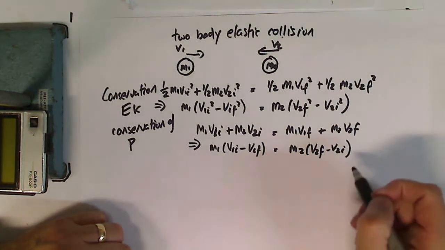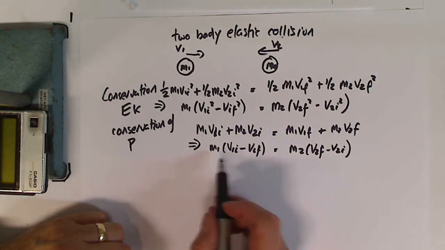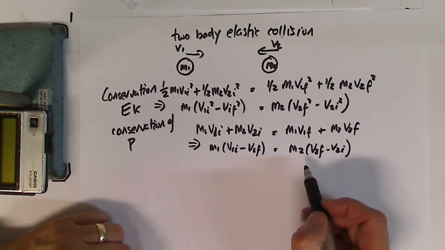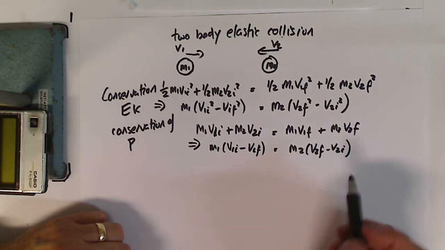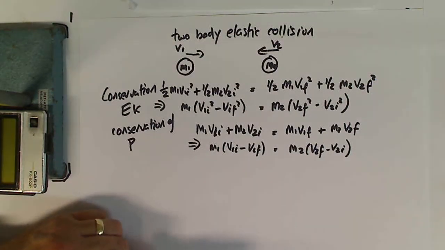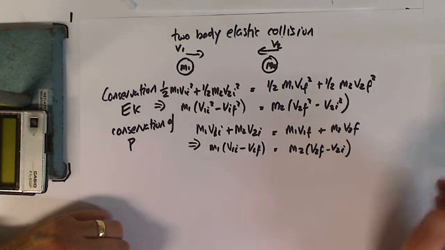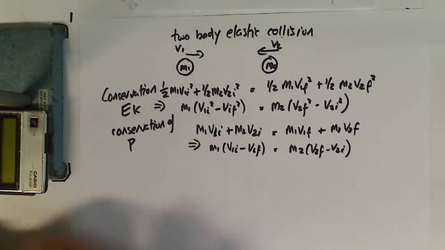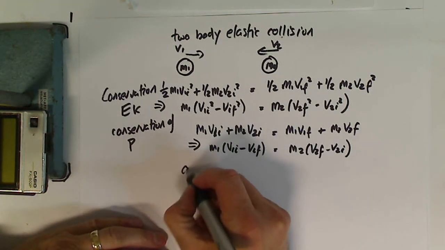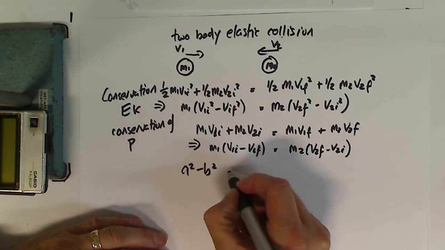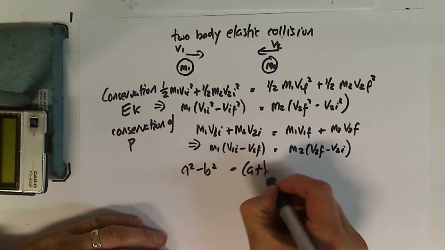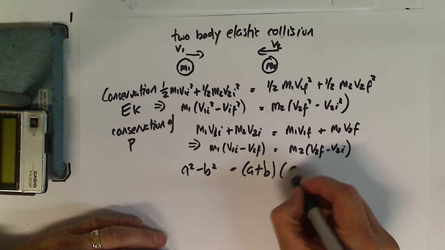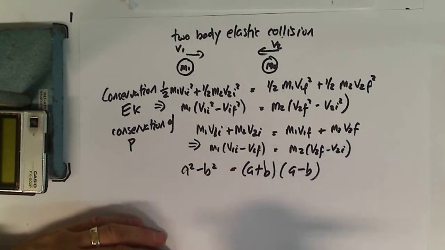That basically is saying that the change in momentum for ball 1 is equal to the change in momentum for ball 2. And that's pretty much what we'd expect, because if you're going to have conservation of momentum, the change on one must be equal to the change on the other one. Now we can use a mathematical formula that we're well used to. A squared minus B squared is equal to A plus B times A minus B.